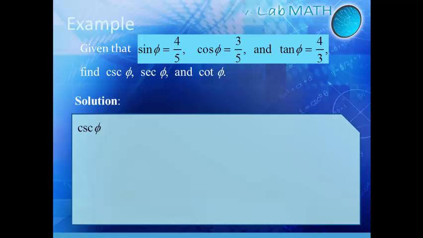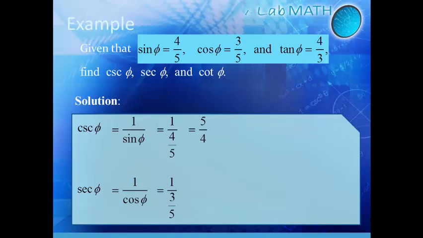Here we go. Cosecant theta is the reciprocal of sine theta. That is, cosecant theta equals 1 over sine theta equals 1 over 4/5 equals 5/4. Secant theta equals 1 over cosine theta equals 1 over 3/5 equals 5/3.